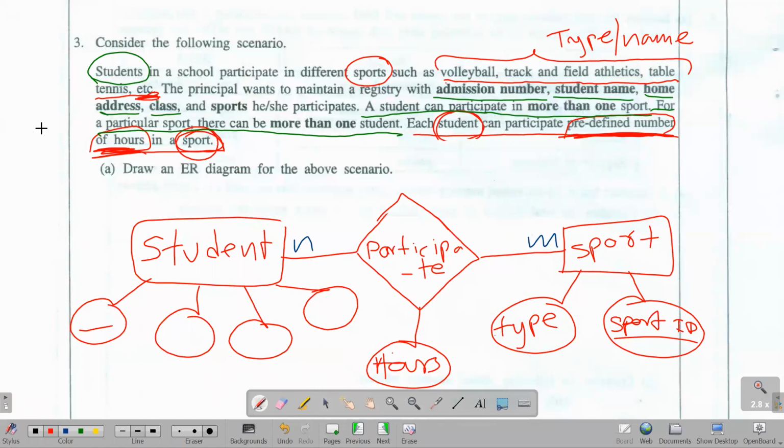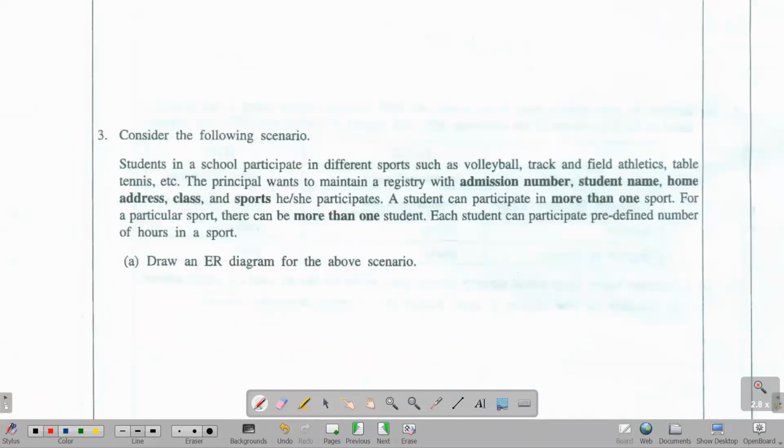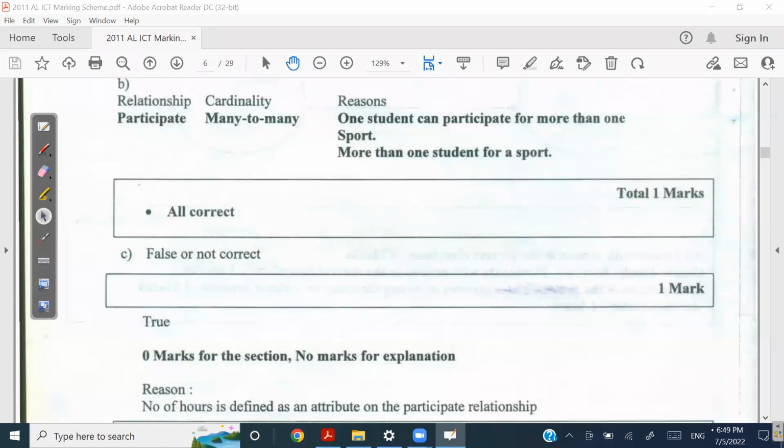So if you just copy these 2 lines, that will be your answer. So that means the answer is provided to you. You only need to copy it down if you really know what's going on. Right, so one student can participate in more than one sport, more than one student for a specific sport. Right, so if all 3 are given correct, then 1 mark will be given.